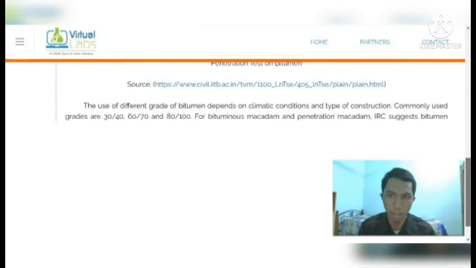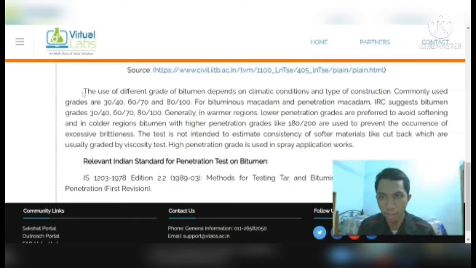So the next is the grades of bitumen penetration. The use of different grades of bitumen depends on climatic conditions and types of construction. Commonly used grades are 30/40, 60/70, and 80/100. For bitumen macadam and penetration macadam only, IRC suggests bitumen grades 30/40, 60/70, and 80/100. Generally, in warmer regions, lower penetration grades are preferred to avoid softening, and in colder regions, bitumen with higher penetration grades like 180/200 is used to prevent the occurrence of excessive brittleness.